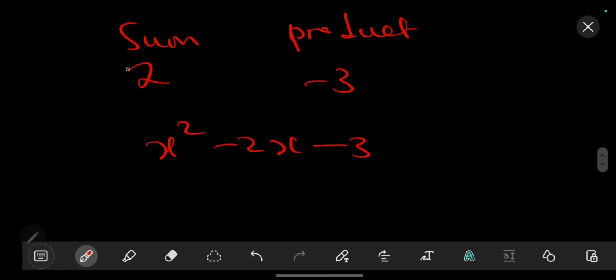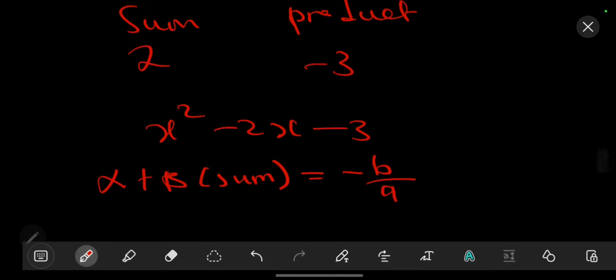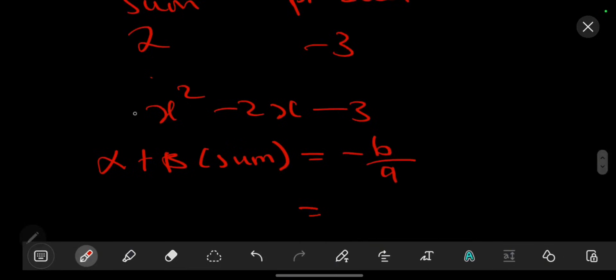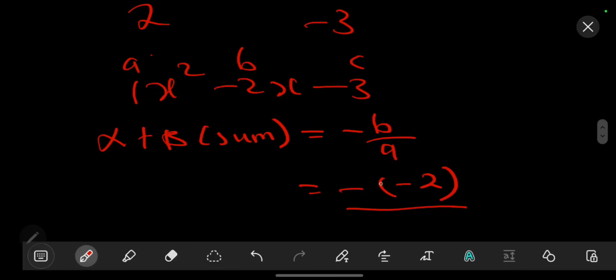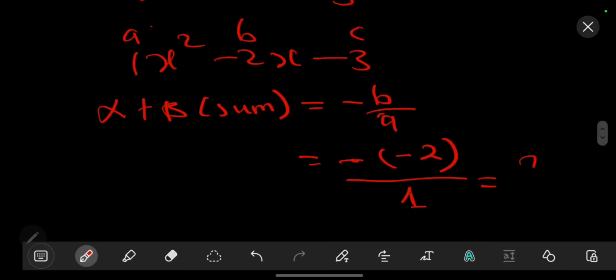So now, using the alternative that we have found, we have said that the sum of the roots, which is alpha plus beta, should be equal to negative b over a. Here, the coefficient of x squared is our a, then we have our b, then we have our c. So where there is b, we are going to open brackets, negative 2, over our a, which is equal to 1. Negative times negative will be positive, so we are going to have a 2 like that. So this is the sum of the roots.